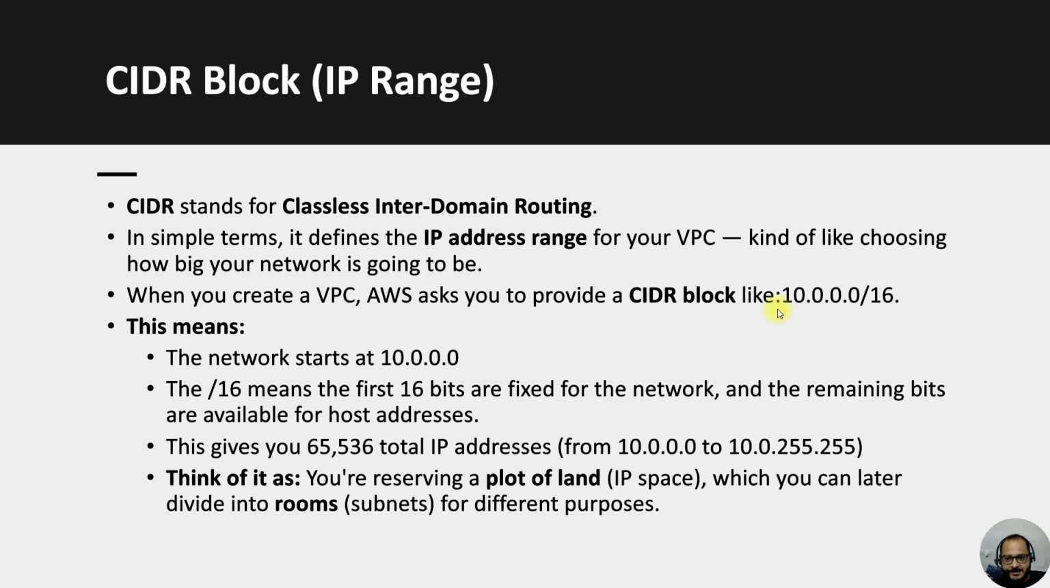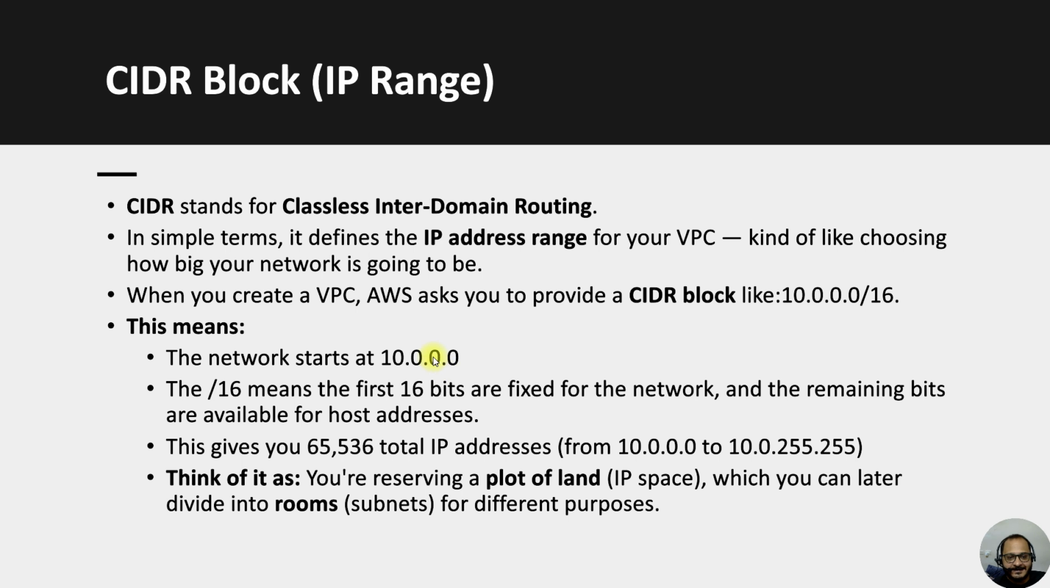So CIDR block notation is something like 10.0.0.0/16. What does it mean? Basically the network starts at 10.0.0.0, and /16 means the first 16 bits are fixed for the network and the remaining bits are available for host addresses, meaning EC2 instances. So in 10.0, the first two bytes are reserved to identify the network, and the last two, 0.0, will be changed. For example, this could be 1.0, 2.0, 3.0, 4.0, or maybe 0.1, 0.2, 0.3, 0.4.